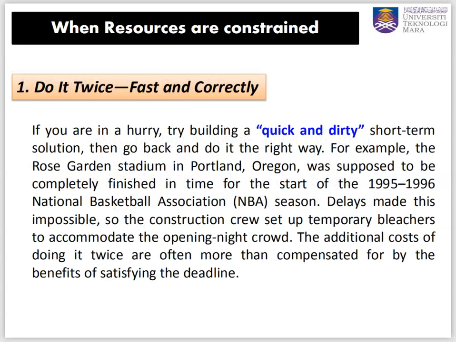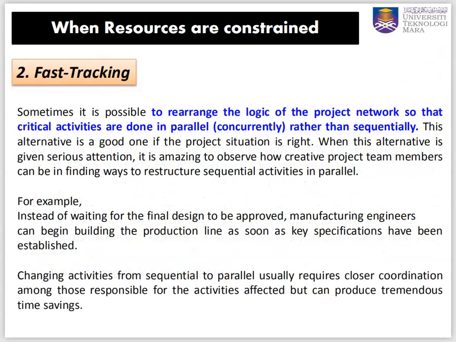Okay, but when the resources are constrained, this is where the problem comes. So what we can do is do it twice, fast and correctly. That means we build first, in a hurry and maybe without proper planning, and then if it's wrong, we do it again. That is what is meant by do it twice. The second one is fast tracking: to rearrange the logic of the project network so that critical activities are done concurrently rather than sequentially.